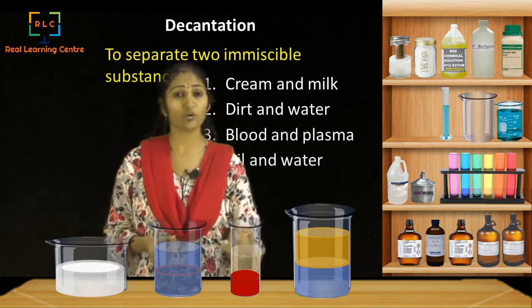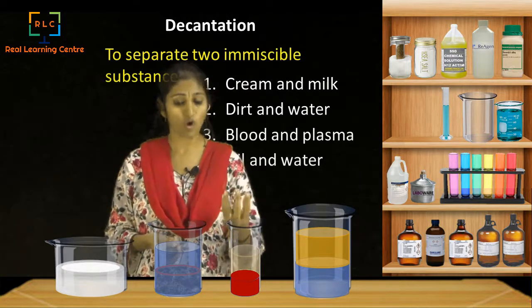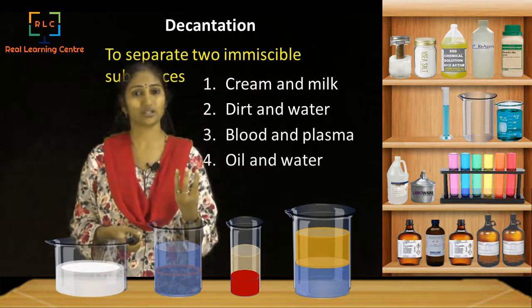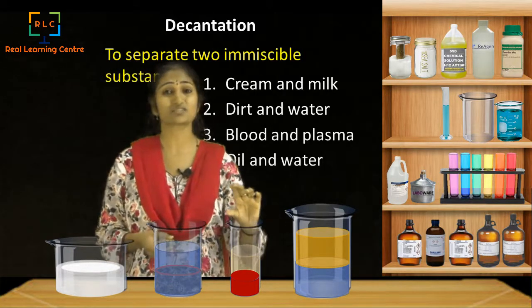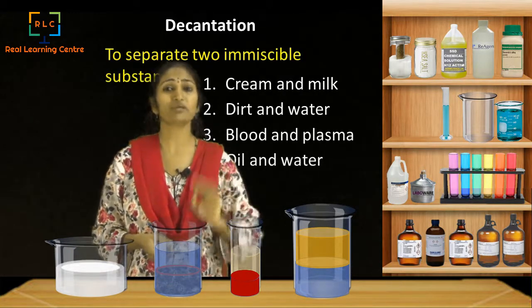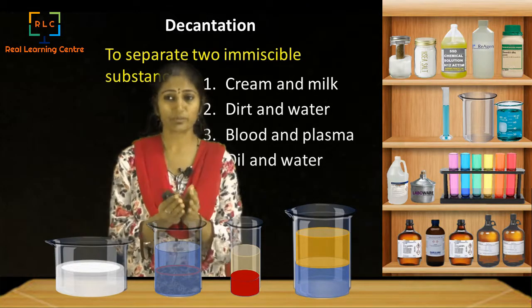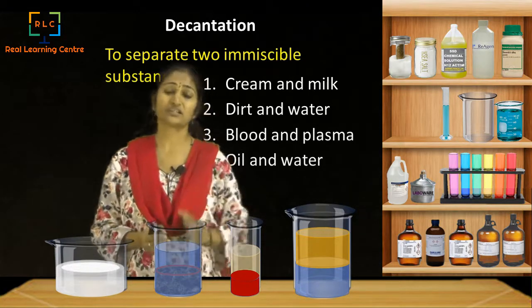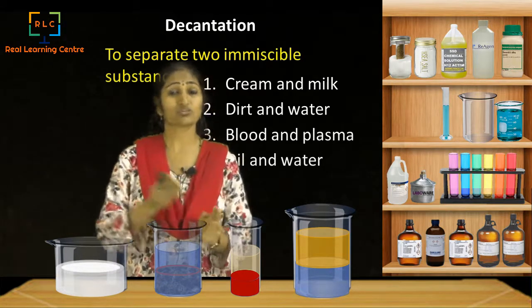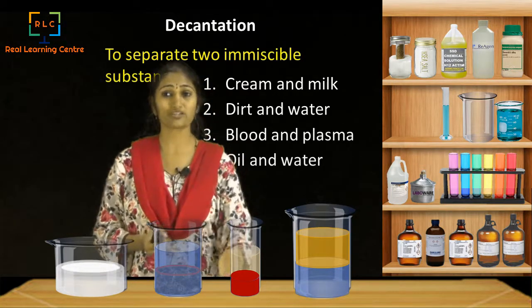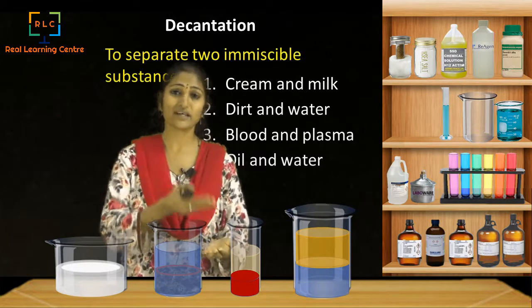So this lower region is having all the red blood cells, and the upper region, which is not having the red blood cells, is called as plasma. A very important technique to separate blood and plasma is decantation. In fact, many of our diagnostic procedures are based on the separation of the blood and plasma.